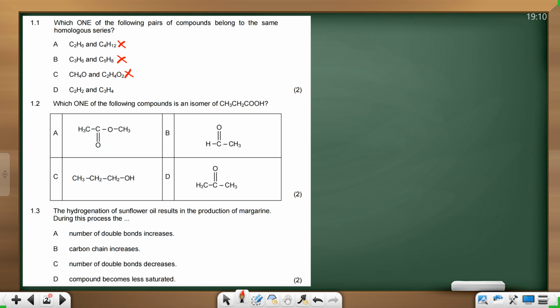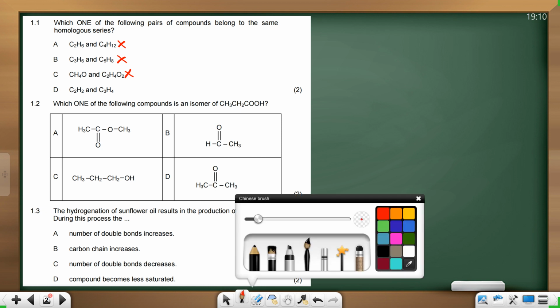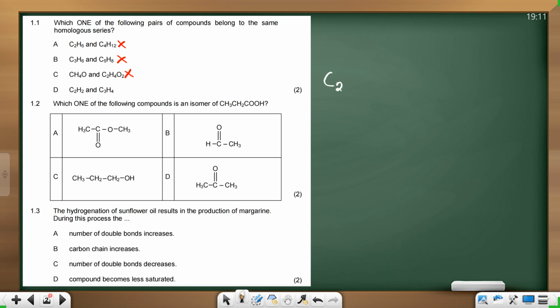Isn't it A? Guys, let's discuss this. It's not A. C2H6 and C4H12? They are not in the same series because the formulas are not the same. If you multiply through, you would see a difference in the formulas.